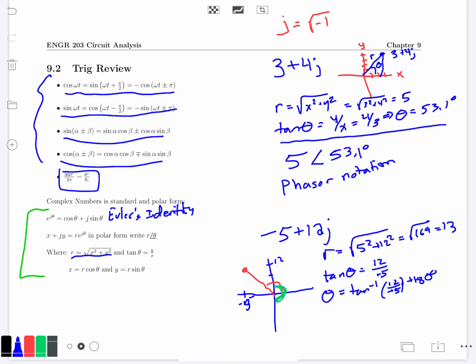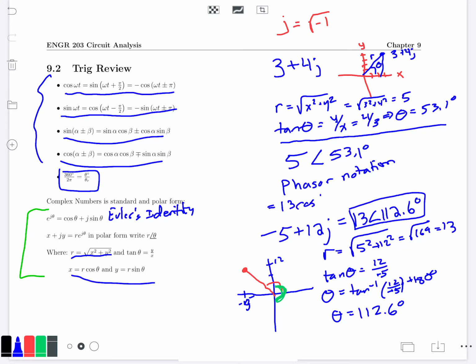Now, if I go ahead and look at my calculator, I'm going to get theta of 112.6 degrees. So in phasor notation, this would be 13 angle 112.6. It's going to be important for us to go back and forth between phasors and regular writing, also called rectangular. That's from these last two formulas here. So you would say, okay, 13 cosine of 112.6 plus 13 sine 112.6 j, and that should give you negative 5 plus 12j.